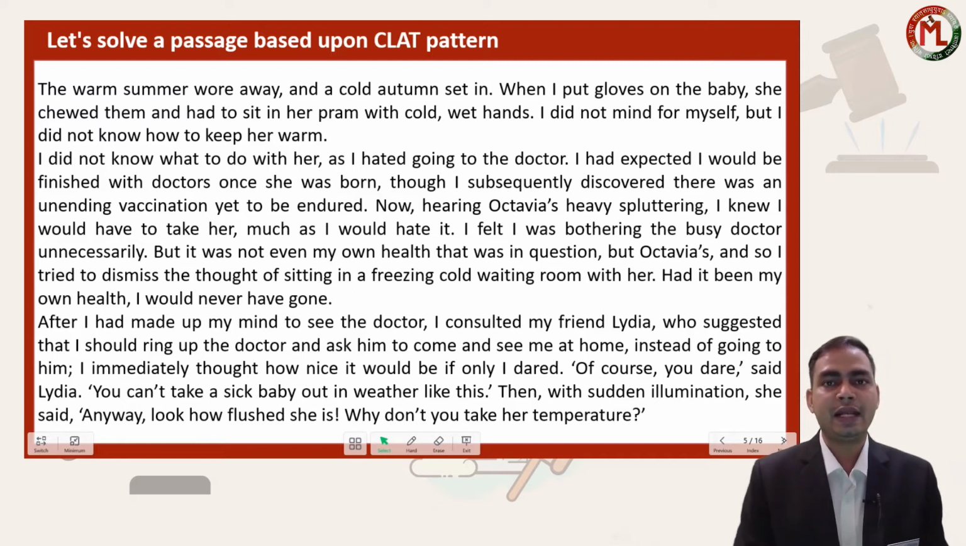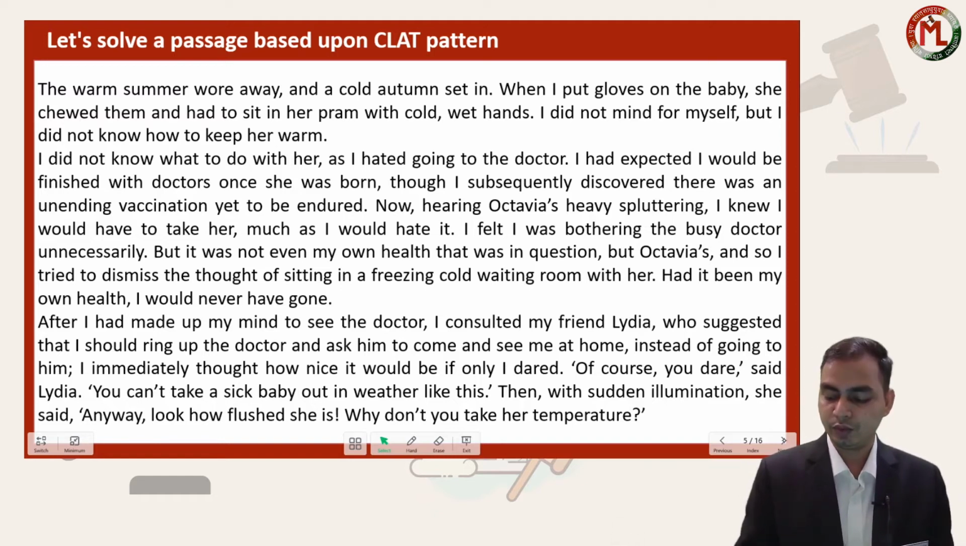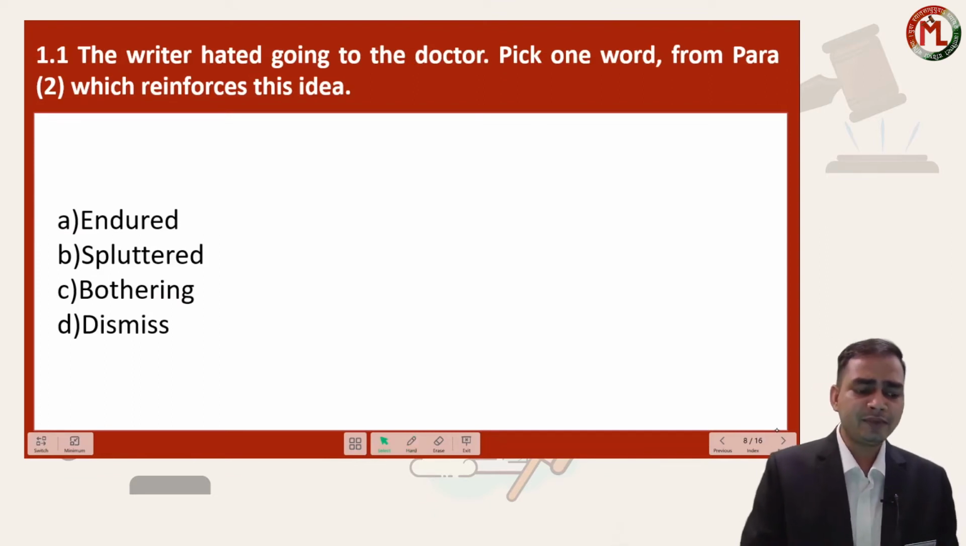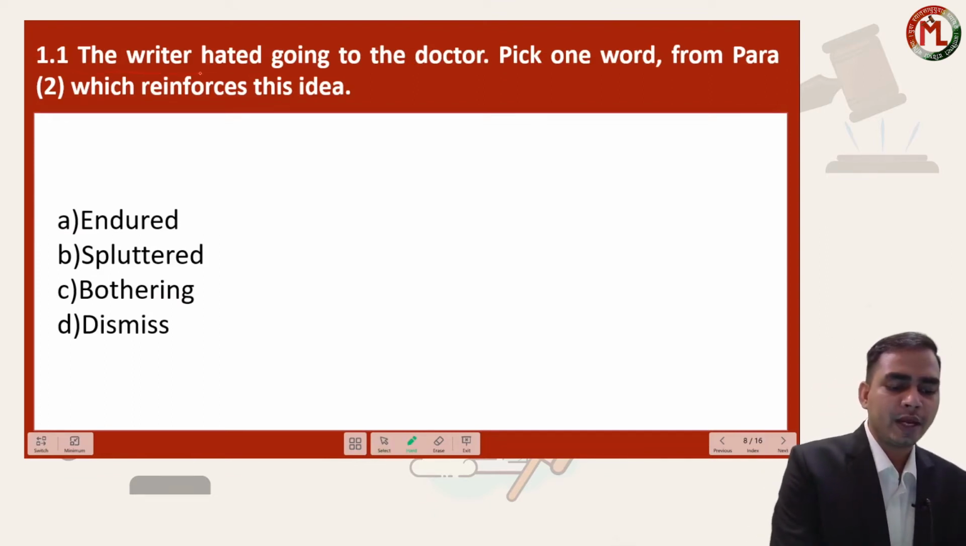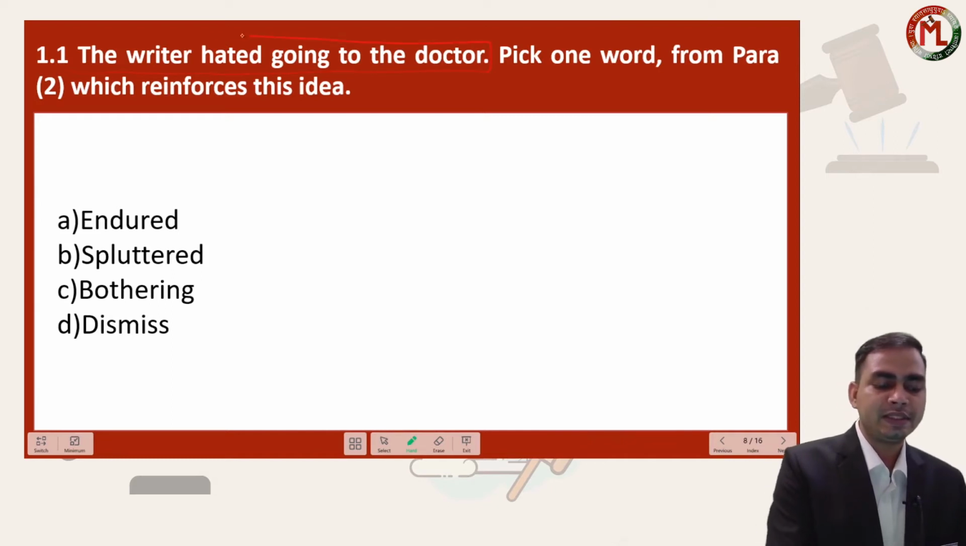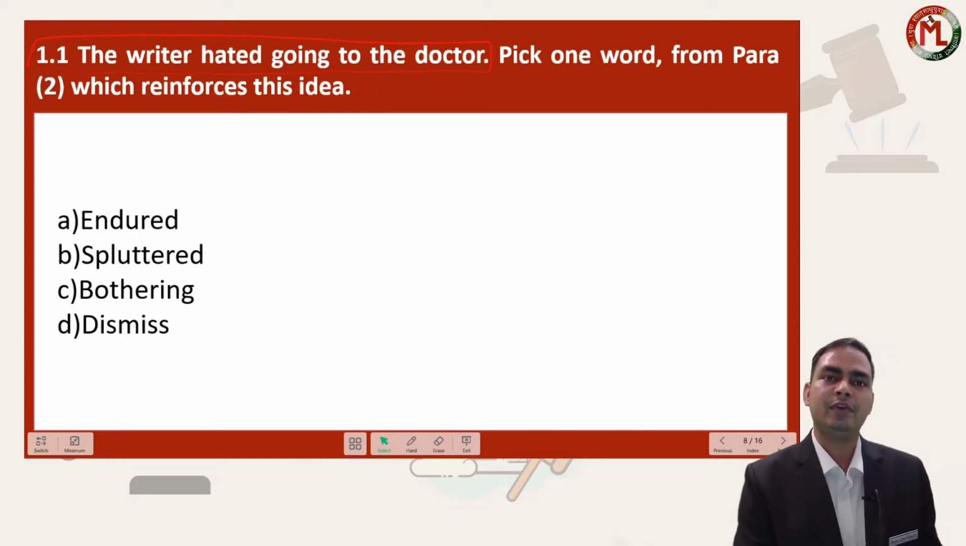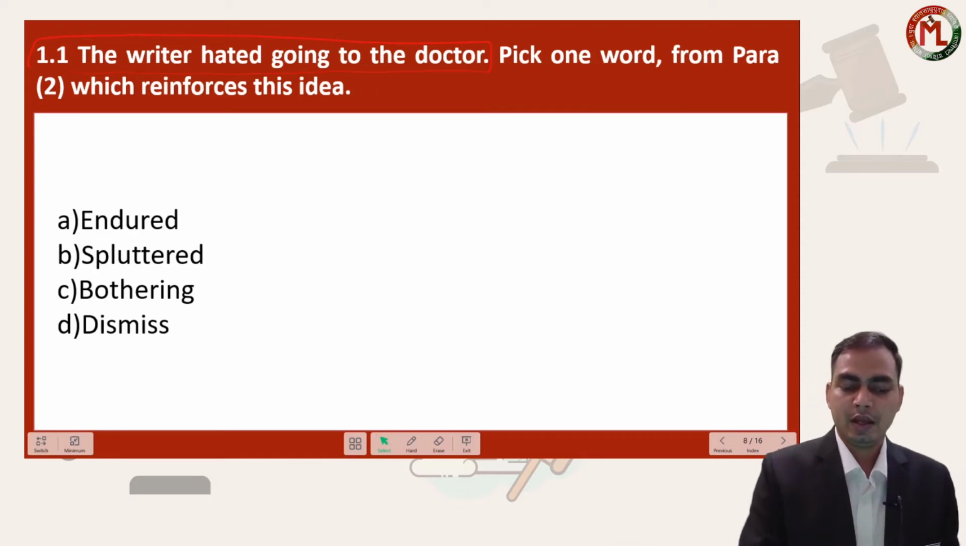So there will be 3 slides for you. I'll be giving you each slide for 1 minute. But before that, I would like you to read the question with me. What is the first question? The writer hated going to the doctor. This is a fact which has been taken from the passage itself. We need to find some keyword in the question so that while reading the passage, we can memorize it. This is the place where we have to answer the question.